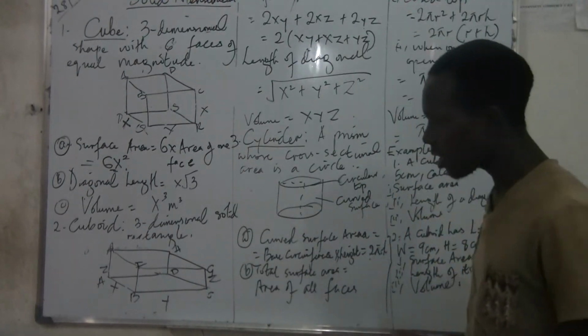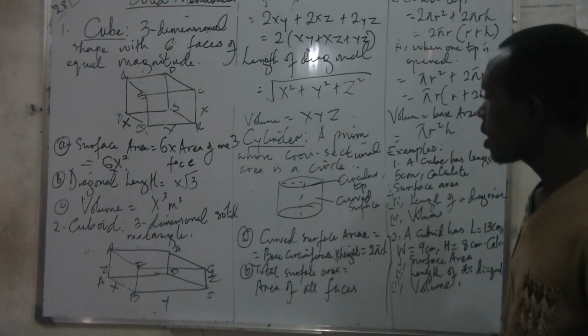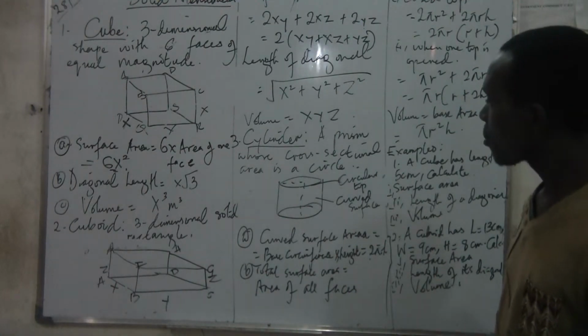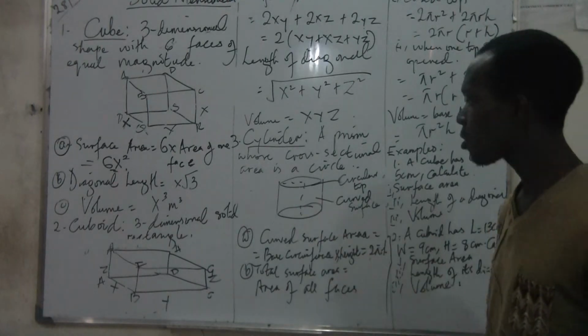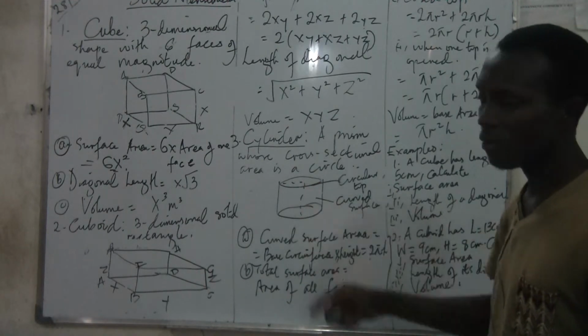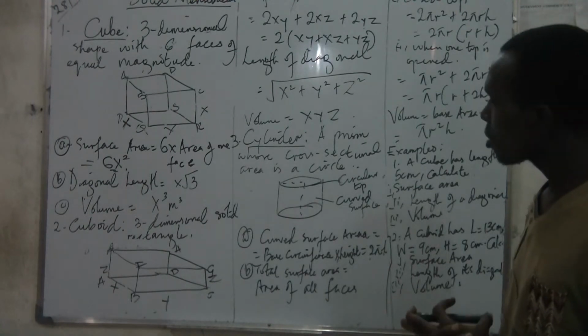The next shape we'll look at today, number 3, is what we call a cylinder. A cylinder is a kind of prism that has a circular base. If you observe the cylinder, how many surfaces does it have? It has 1 curved surface and 2 circular surfaces at the top and at the bottom. That's 3 faces.